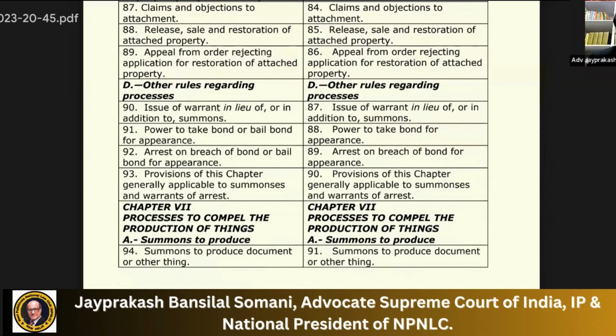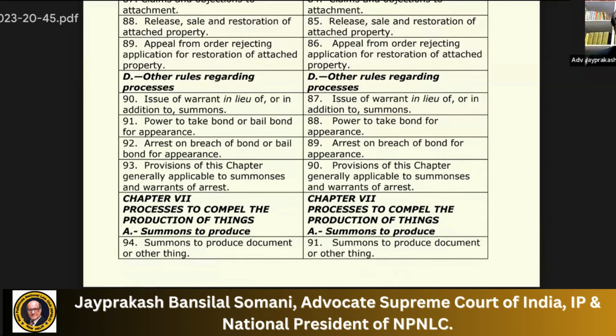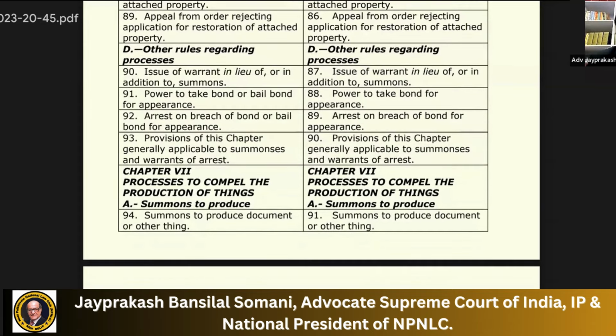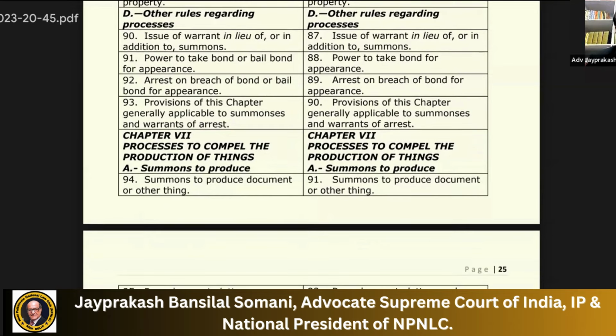Then subchapter D of that 6th chapter, other rules regarding process. Section 90 of BNSS, issue of warrant in lieu of or in addition to summons. Its corresponding section was in CrPC 87. BNSS section 91, power to take bond or bail bond for appearance. Its corresponding section was 88 in CrPC.